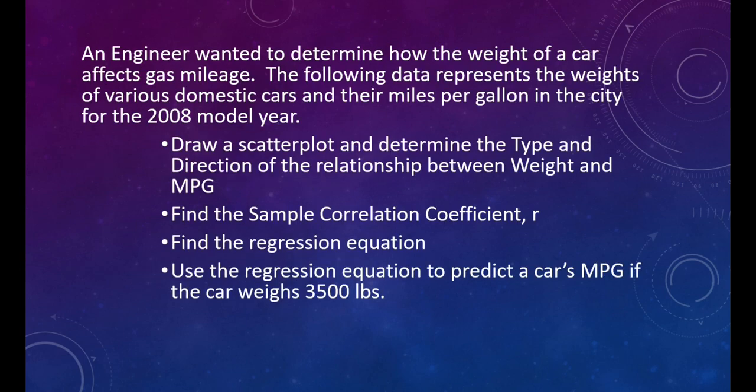An engineer wanted to determine how the weight of a car affects gas mileage. The following data represents the weights of various domestic cars and their miles per gallon in the city for the 2008 model year. Draw a scatter plot and determine the type and direction of the relationship between weight and miles per gallon. So in this case, the weight is going to be our x variable and our miles per gallon is going to be our y variable.